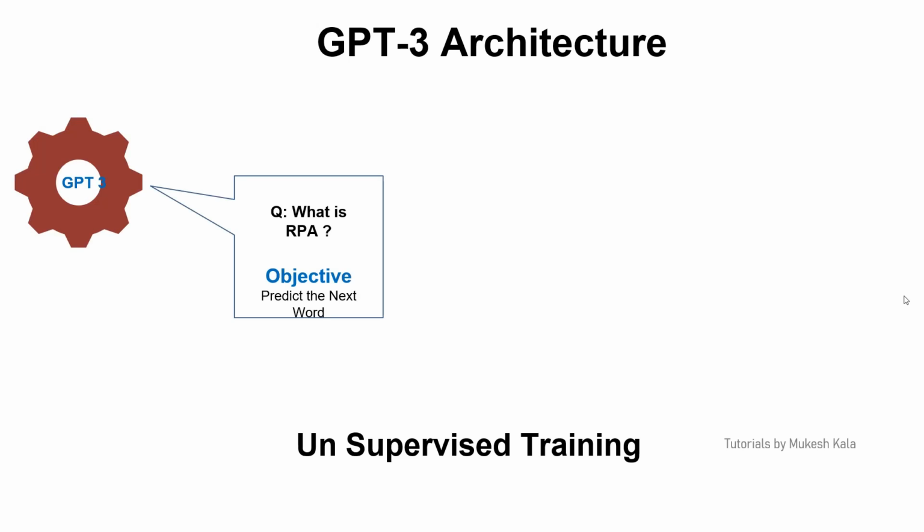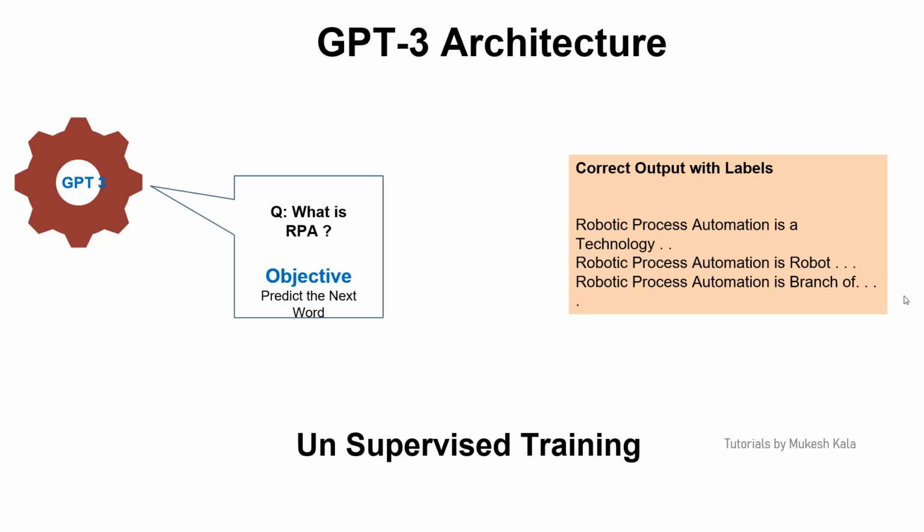I have given a question that what is an RPA? Now, for the unsupervised learning models, the objective is to find the next word which would come, right? So the next word would be RPA is a technology, or it could be RPA is a branch of AI, or it could say that RPA uses a tool called UiPath, right? So the model already knows that these are some of the correct data with the labels. Now, the expectation from the model is to predict the next word.